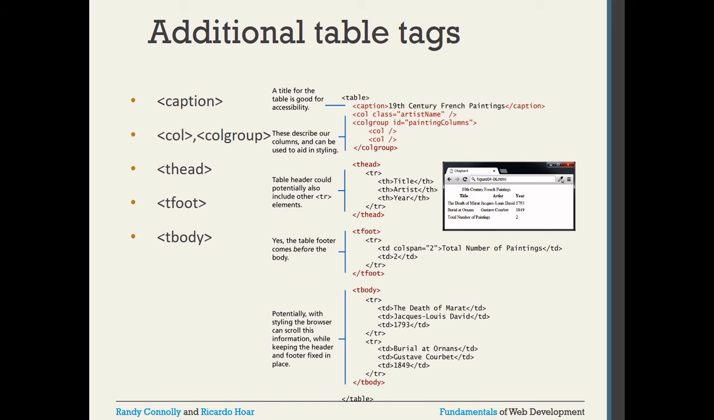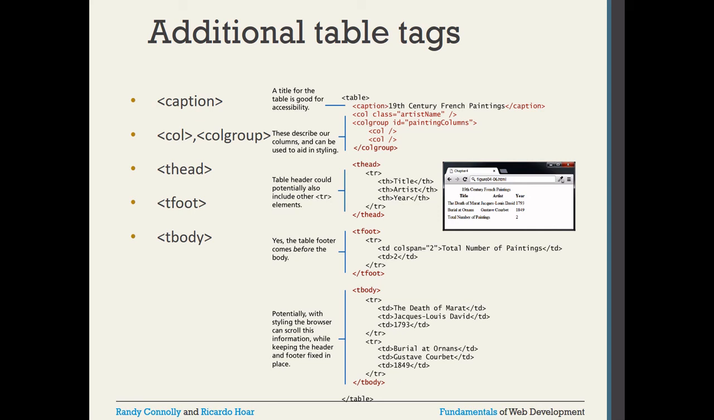Apart from this, another table tag is caption. Okay, so caption, you can display the title of the table. Here you see 19th century French paintings, the caption table heading is there, so we can put open caption, close caption inside that. Got it? Caption, that is the title of the table. Another thing is col and colgroup. So these describe our columns and can be used to add styling. Okay, so col and colgroup, we can add the styling properties with the help of the col and the colgroup. That I will discuss more in the next videos.